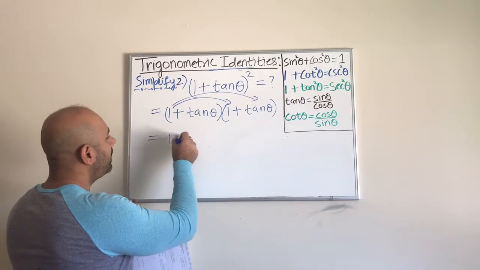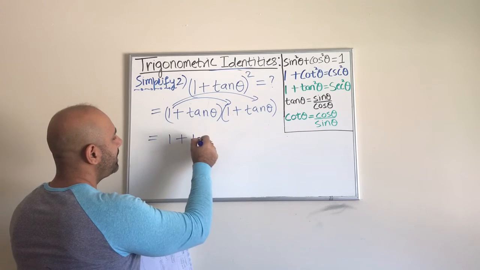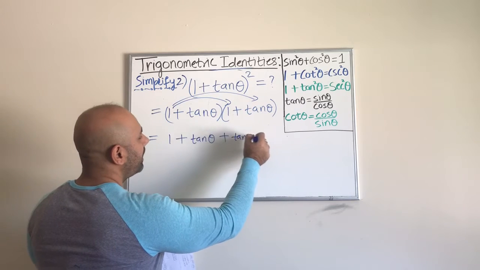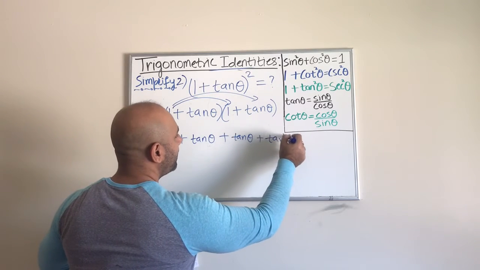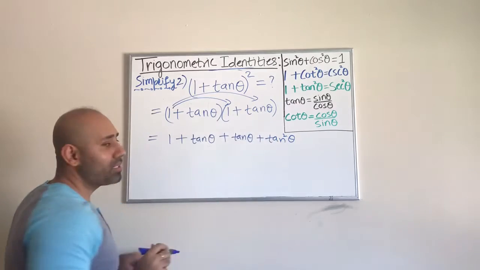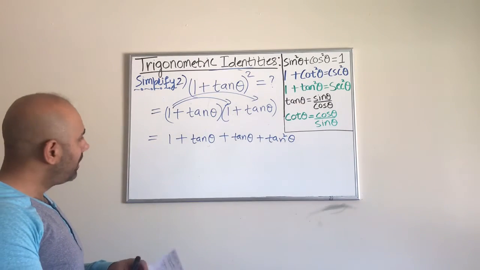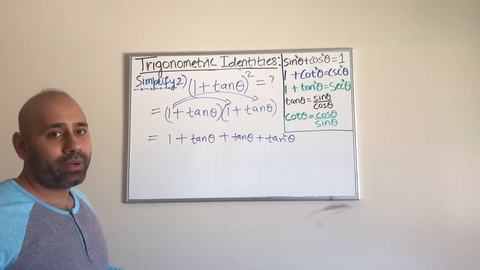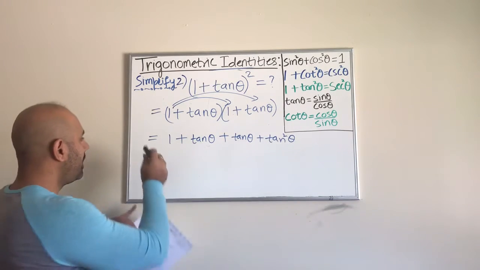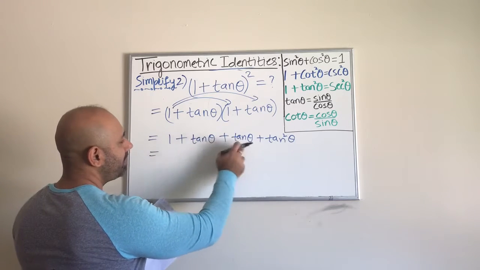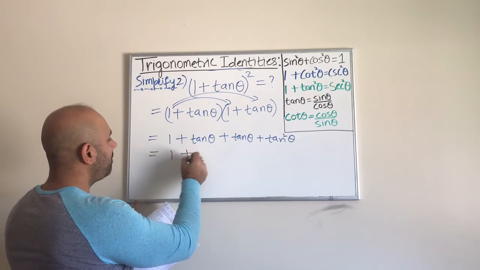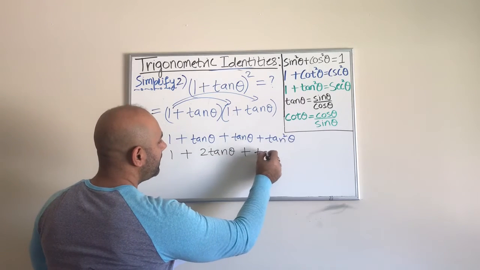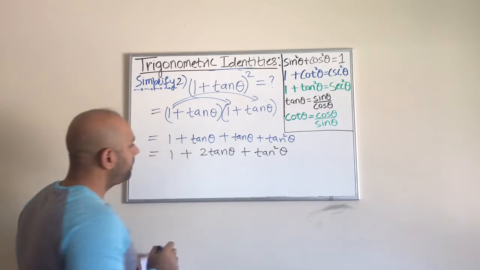So 1 times 1 is 1, then 1 times tangent theta is tan theta, then I have tan theta times 1, again tangent of theta, then I have tangent square theta. Tan times tangent is tangent square theta, right? Then we want to combine like terms as you would while simplifying any algebraic expression. So here, this and this, they are the same like terms, so they can be combined. So it's 1 plus 2 tangent of theta, and then there's a plus tangent square theta, right?